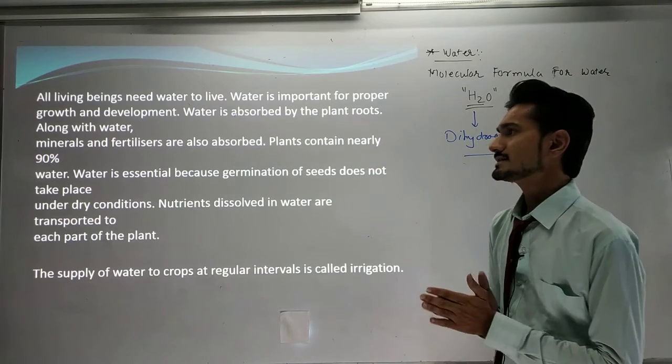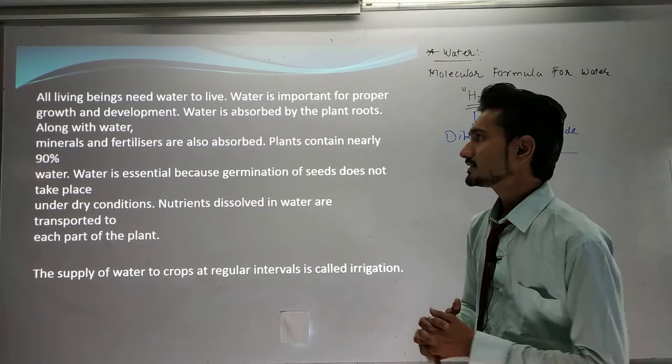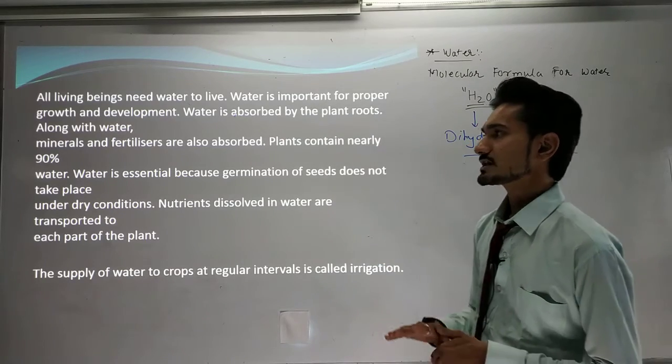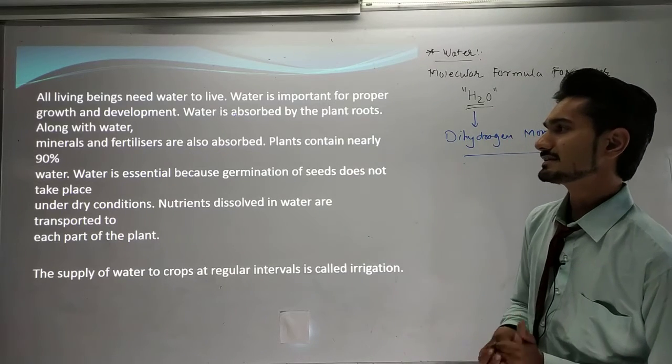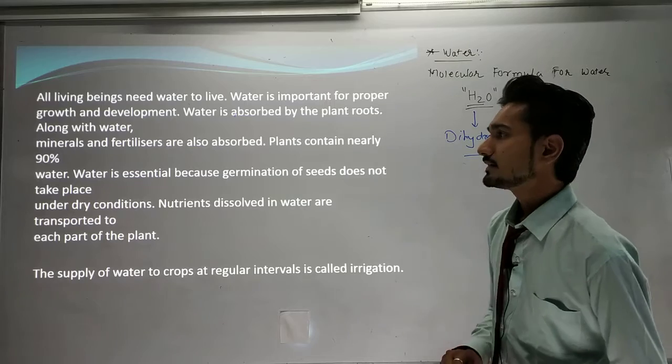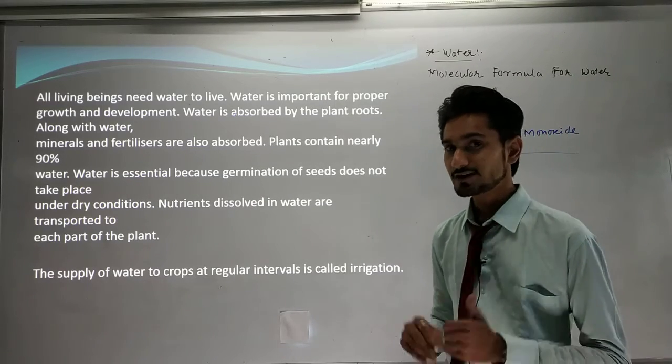Okay, water is important for proper growth and development. Water is absorbed by the plant roots, and along with the water, minerals and fertilizer are also absorbed. Plants contain nearly 90% water. As you can see, the plant has 90% of water in itself.